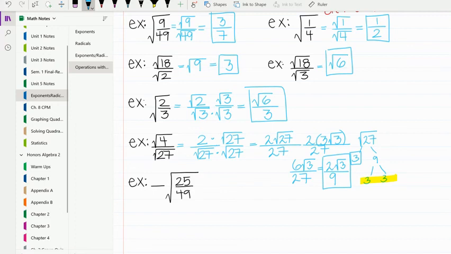All right, lastly, we have a negative in front. So that means I will have a negative in my answer. Now I can think of those as just separate. So the square root of 25 is 5, and the square root of 49 is 7.